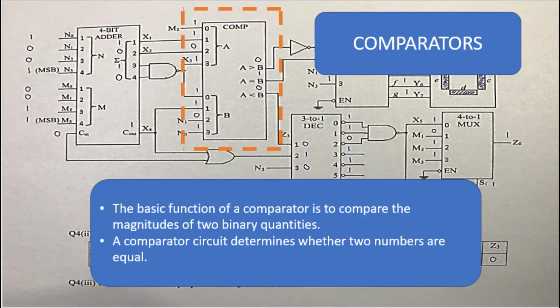The inputs A and B will be compared. For A, the input is 1 0 1 1, and for B, the input is also 1 0 1 1. To compare input A and input B, we will examine from the MSB first until the LSB. For this question, we can clearly see that input A and input B are equal. Therefore, for the output, A equals B will be 1, A greater than B will be 0, and A less than B will also be 0.